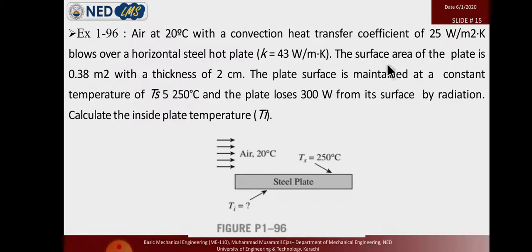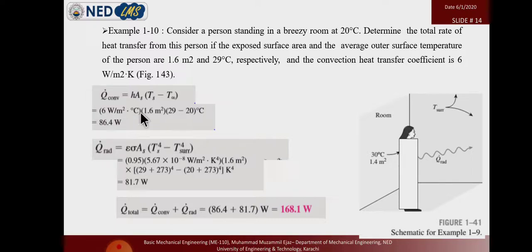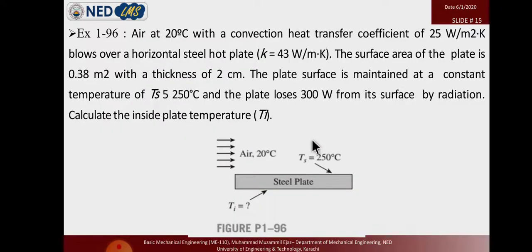We have the convection coefficient value of 6, area 1.6, surface temperature of the person 29, surrounding temperature 20. So we get the convection heat transfer 86.4 watt. For radiation, we apply the same emissivity value, Stefan-Boltzmann constant, area, convert both temperatures into Kelvin, and get the value of radiation. So the total heat transfer from the person to the surrounding will be the sum of convection and radiation, that is 168.1 watt. So I hope you understand this numerical effectively.